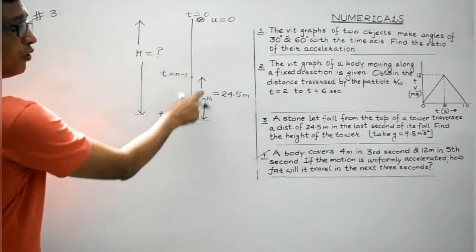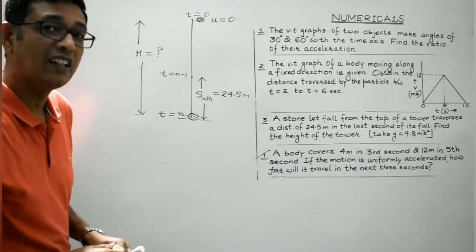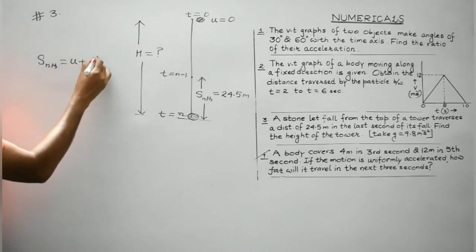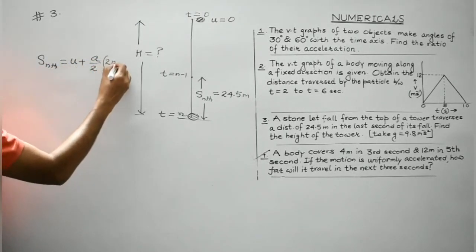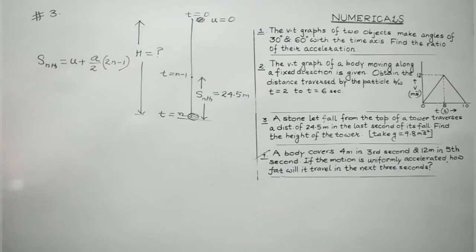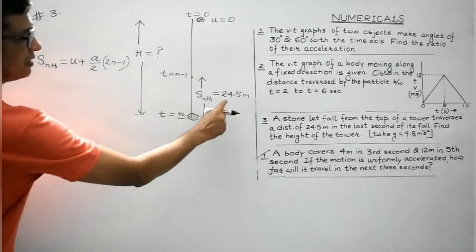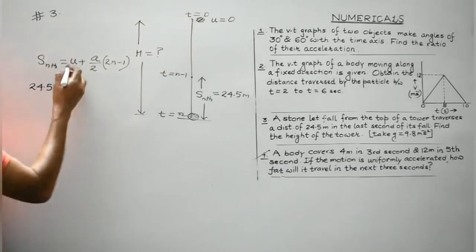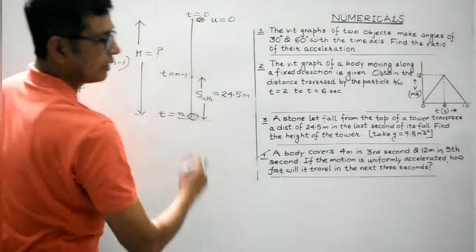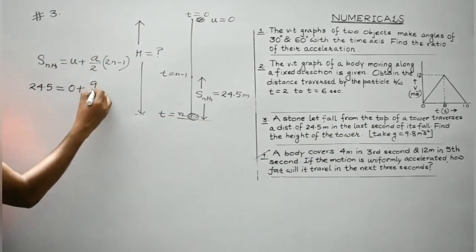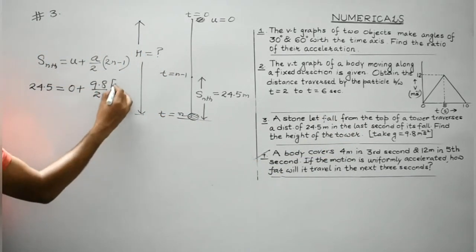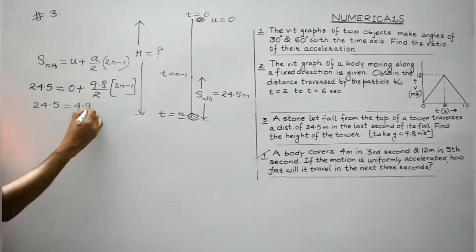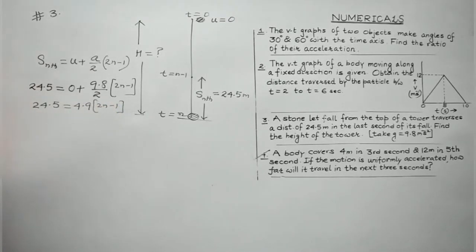Now look, we are aware of the formula for the distance covered by the body during the last second of its motion. So what's the formula? Snth is equal to u plus a by 2 into 2n minus 1. This is the formula to be used, right? Snth, in the last second, the body has covered a distance of 24.5 meters. U, free fall of a body, initial velocity is 0. A, under the influence of gravity, so g is positive, plus 9.8, divided by 2, and this is 2n minus 1. We can easily solve it. 24.5 is equal to 4.9 into 2n minus 1.